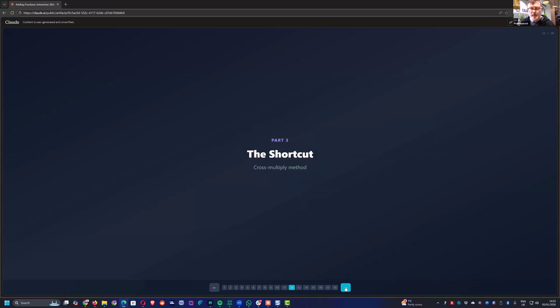So the shortcut, the cross multiply method, this is where it gets really cool. So half plus a third, cross multiply. 1 times 3 equals 3, and then 1 times 2 is 2. Add the tops, 5 and 6. The answer is 5/6. Let's try another one.